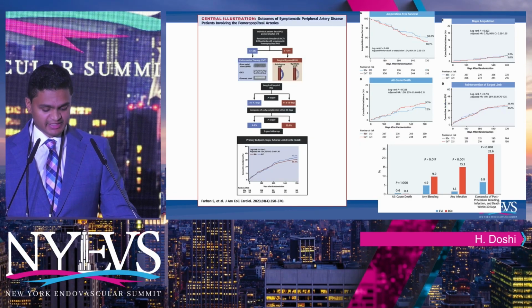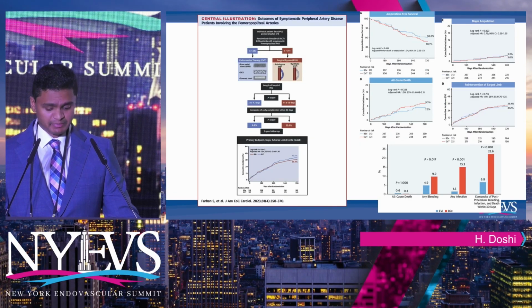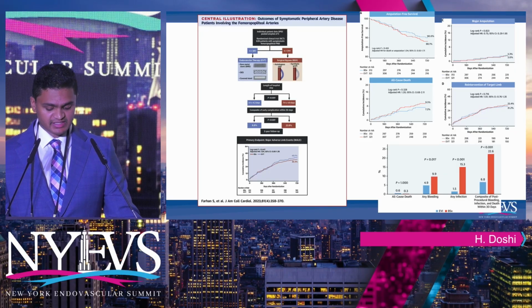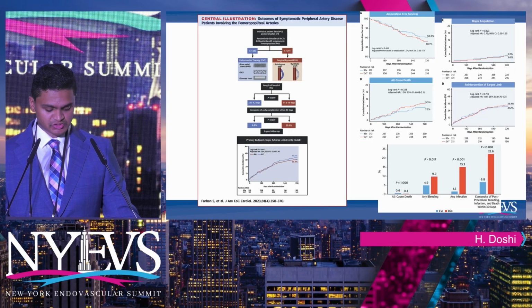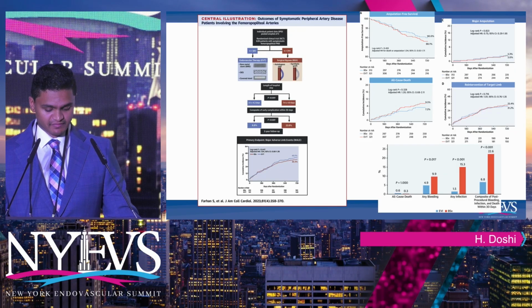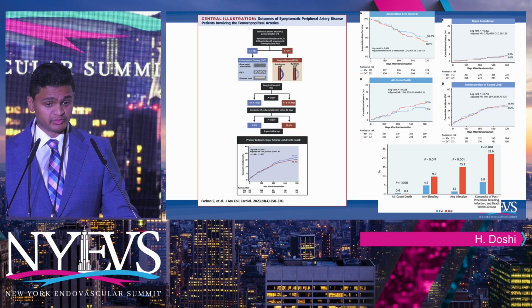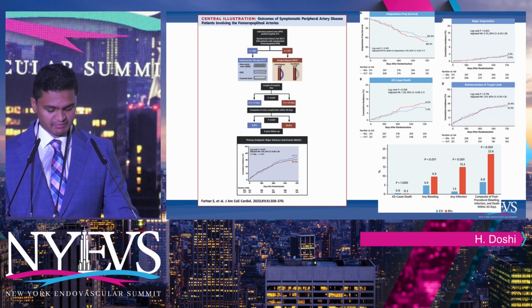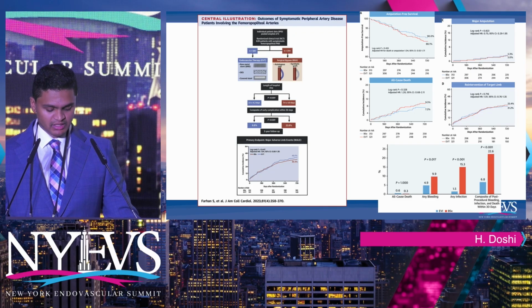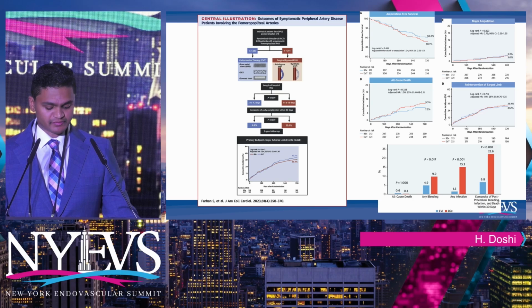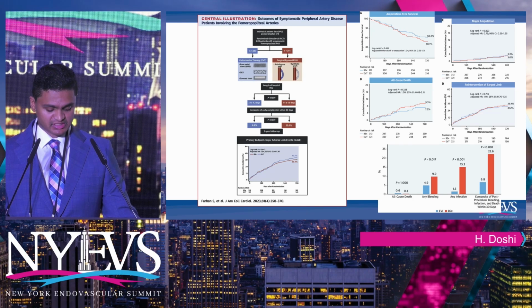In an analysis by Dr. Krishnan's group, to sum it up, endovascular therapy is an effective and safe alternative to surgery in patients with symptomatic FEMPOP disease. There are no significant differences between people who received endovascular therapy and surgery regarding major adverse limb events, amputation-free survival, and it is associated with lower rates of early complication and shorter hospital stay.